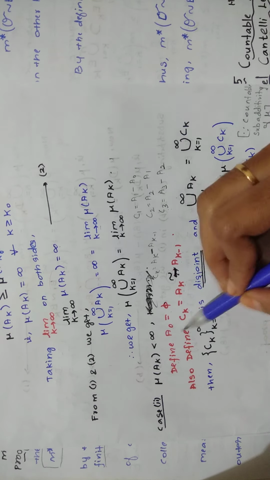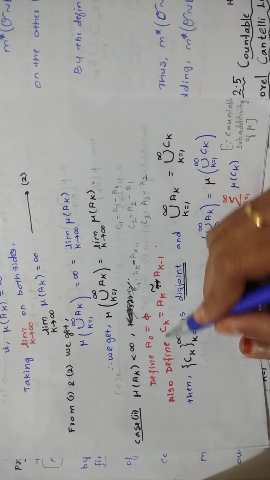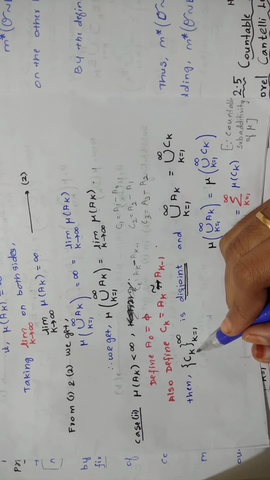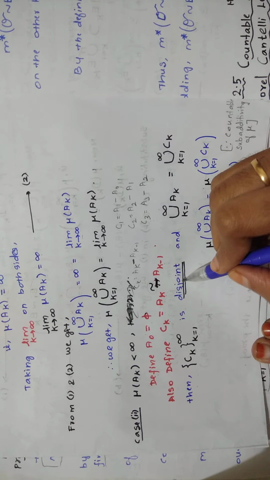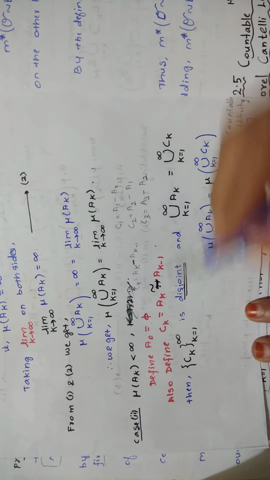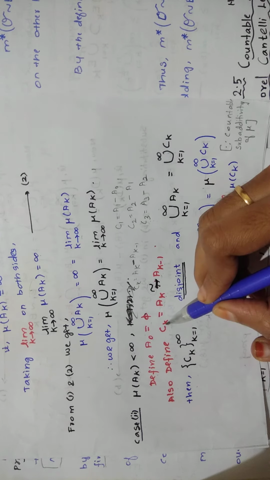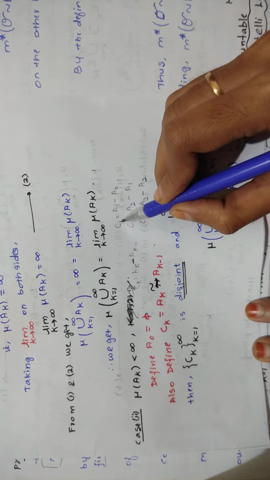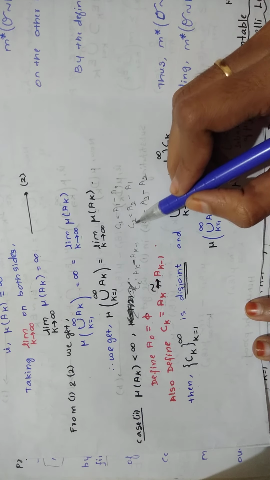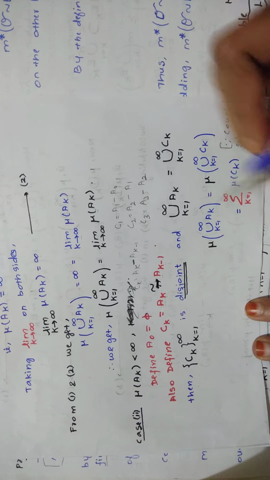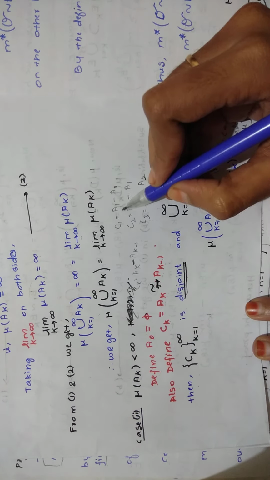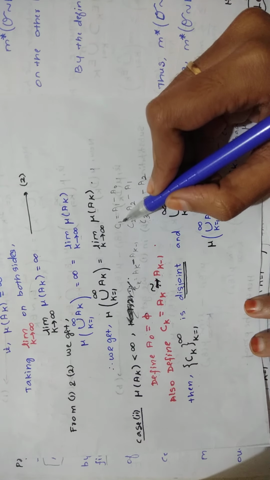You are defining these two, and now from this line you can say that the sequence C_k, k equal to 1 to infinity, is disjoint. How can you say that? Here C_k is equal to this, right? When you put 1 in the place of k, you get C_1 equal to A_1 minus A_0. When you put 2, you get C_2 equal to A_2 minus A_1. Similarly, you can put it till infinity.